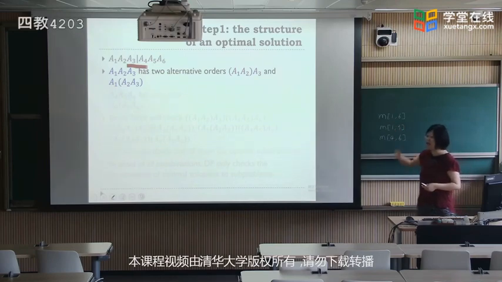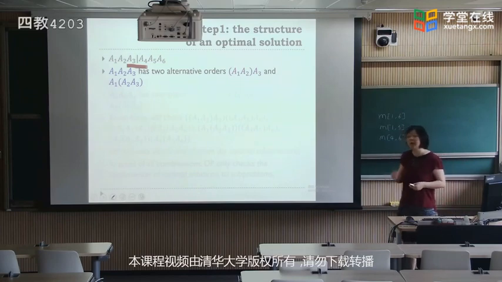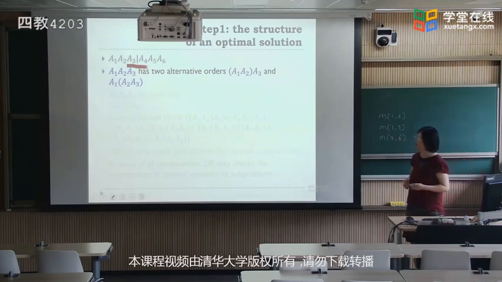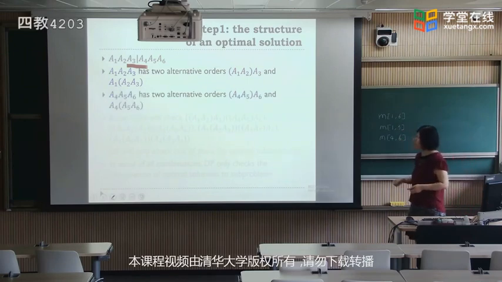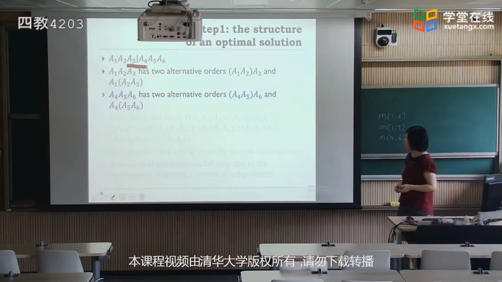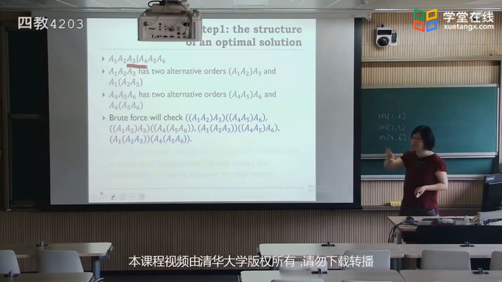So let's first look at what the possible combinations are and why it is important for us to rely on some property to reduce the number of choices. First of all, A1, A2, A3 has 2 alternative orders. So we can calculate A1, A2 first, or we can calculate A2, A3 first. Similarly, A4, A5, A6 also has 2 alternative orders. The brute force will check the combinations of all these orders, right? So that will give us 4 different orders.